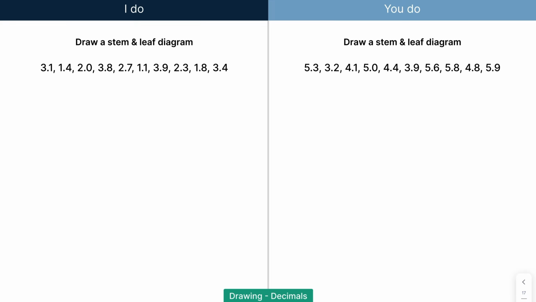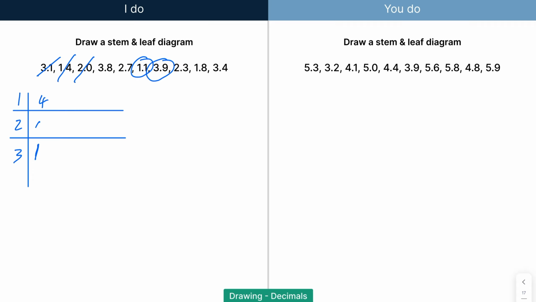And moving on now, we're looking at examples with decimals. The exact same rules apply with decimals as well. The leaves can only have one digit. So looking at the smallest number here, that is 1.1. And the largest here is 3.9. So the stems would be 1, 2, and 3. So if I cross them off, that'll be 3.1 there. That'll be 1.4. This will be 2.0. This will be 3.8. This will be 2.7. This will be 1.1, 3.9, 2.3, 1.8, and 3.4.